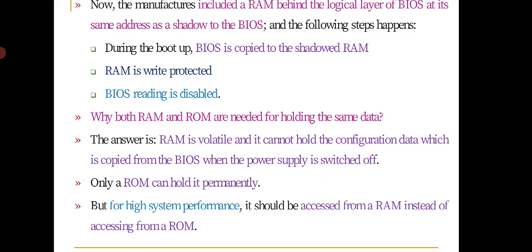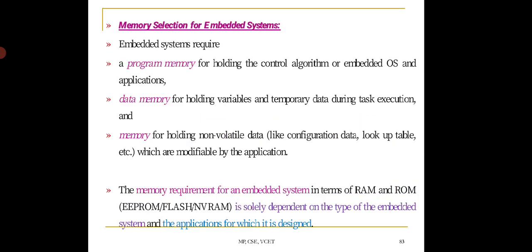Why are both RAM and ROM needed for holding the same data? The answer is that RAM is volatile and cannot hold the configuration data copied from the BIOS when the power supply is switched off. Only a ROM can hold it permanently, but for high system performance it should be accessed from RAM instead of from ROM. Next, memory selection for embedded systems.